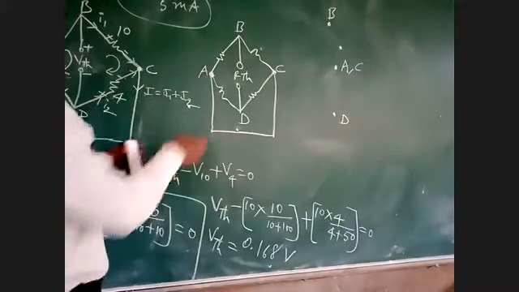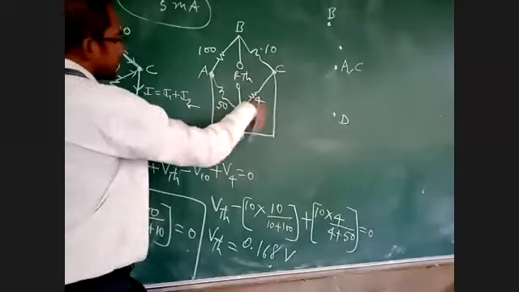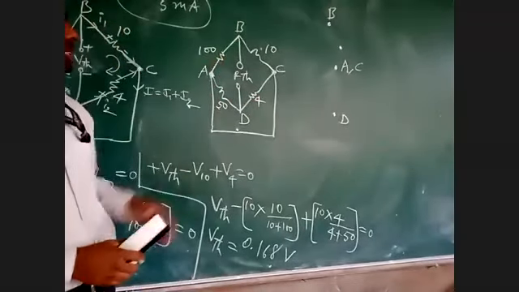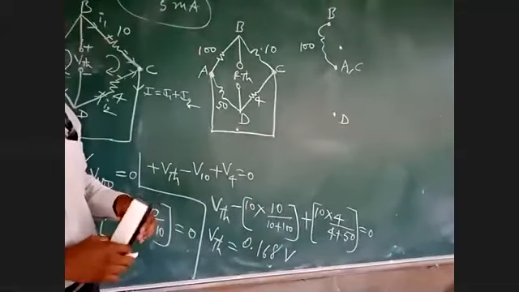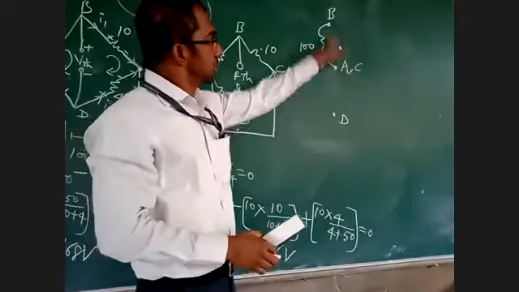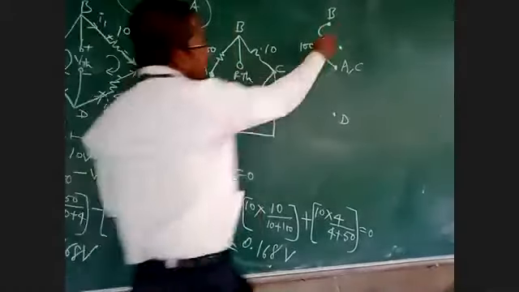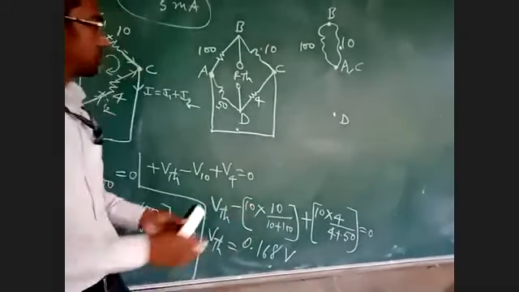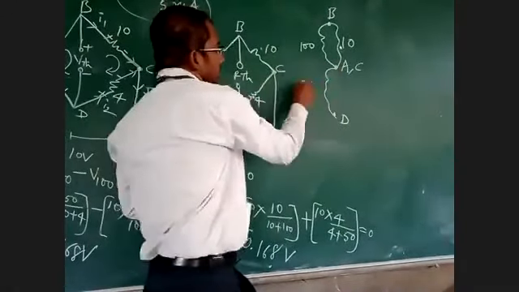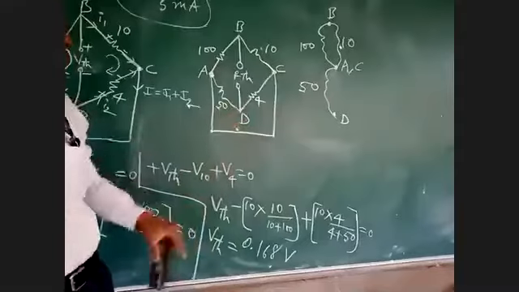Now, this is 100, this is 10, 50, 4. In between A and B, what is the resistance? 100. In between A and B is 100. Now in between B and C, 10. In between A and D is 50. Next, in between C and D is 4.